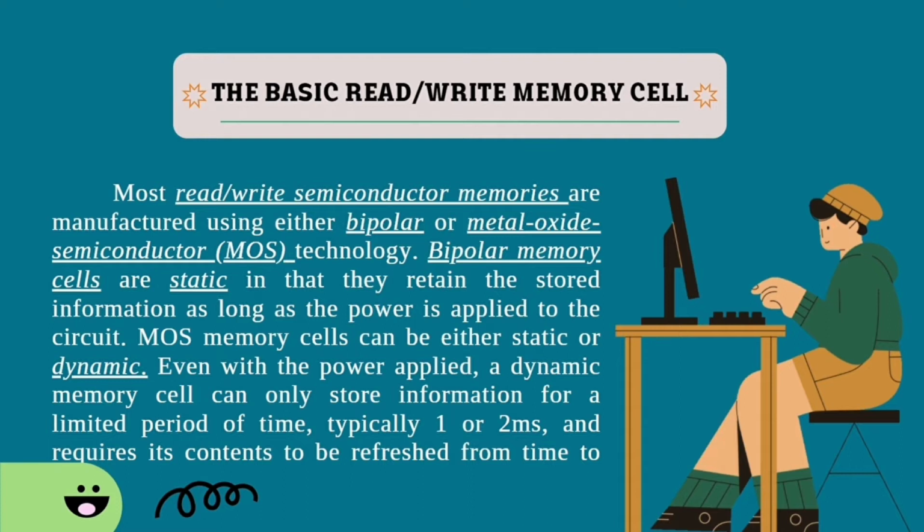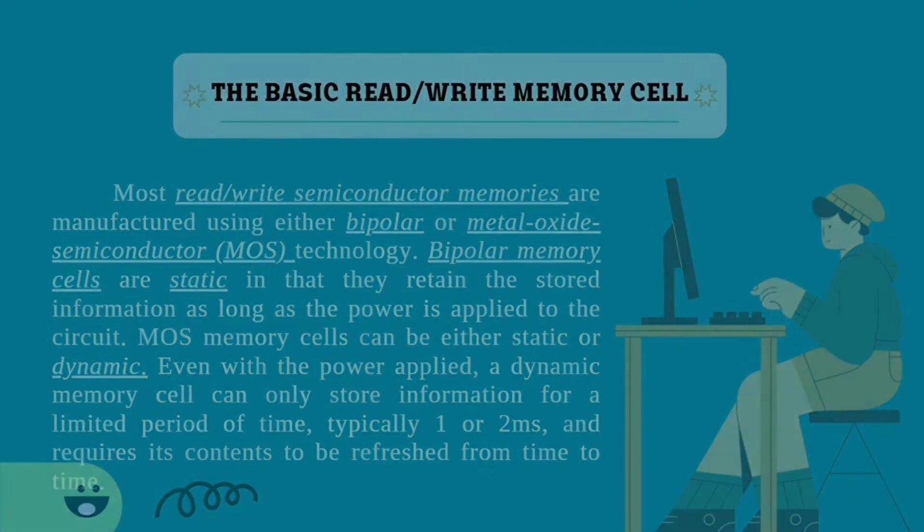MOS memory cell can be either static or dynamic. Even with the power applied, a dynamic memory cell can only store information for a limited period of time, typically 1 or 2 ms, and requires its content to be refreshed from time to time.